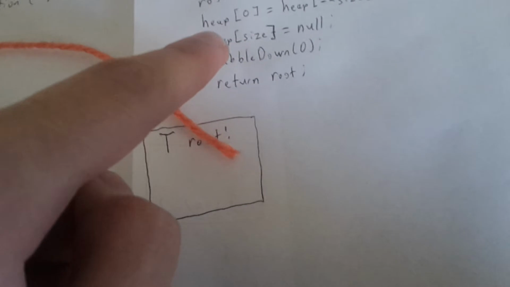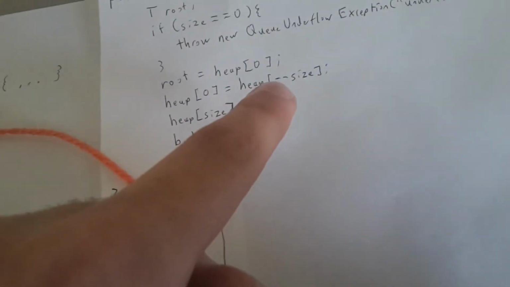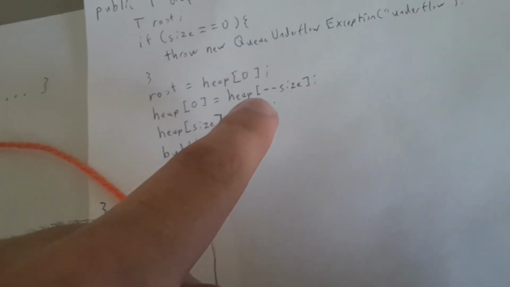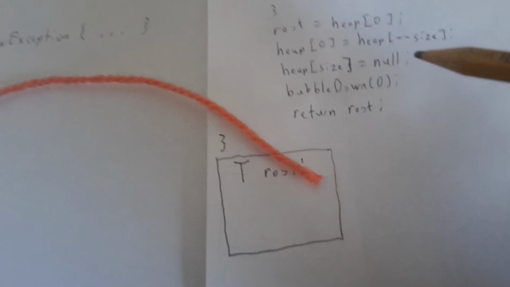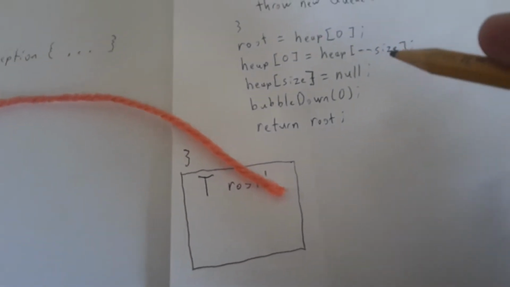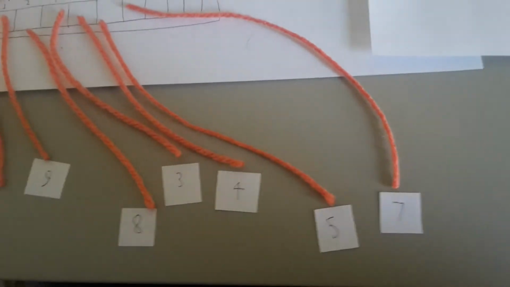That's good enough. And then next it's going to say heap[0] is equal to heap[--size]. So because the minuses are in front, it's going to reduce the size first. So let's change that. 7, it's no longer 7, it's 6. So it's going to say heap[0] is the element at 6. The element at 6 is the 7.